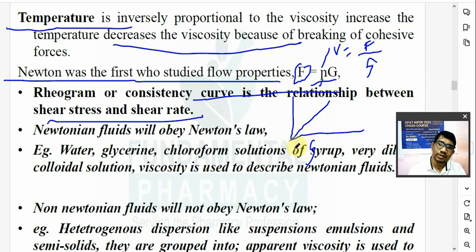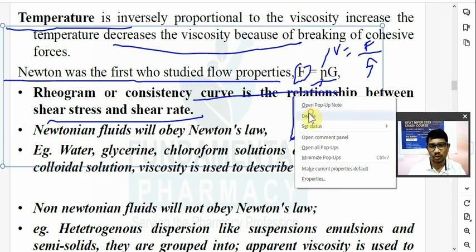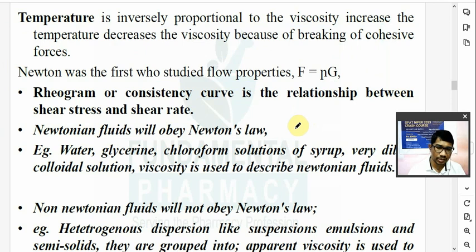Now some liquids will not obey Newton's law, and are known as non-Newtonian liquids. In that there are plastic flow, pseudoplastic flow, dilatant flow, thixotropy, negative thixotropy, and rheopexy. On that part they have already asked a lot of times.